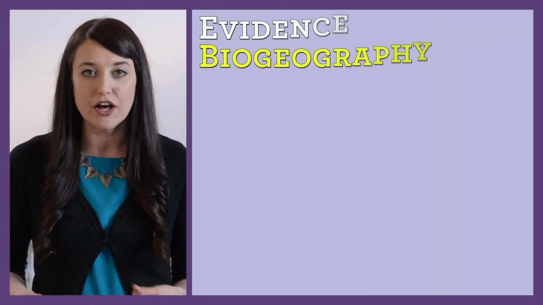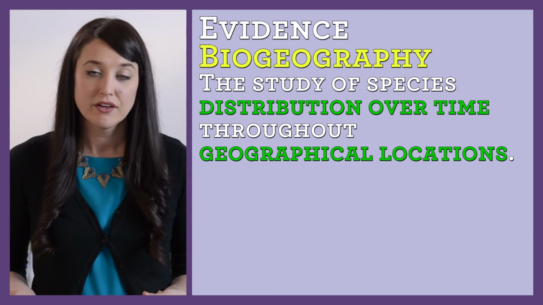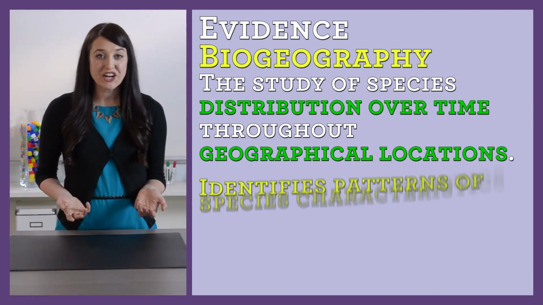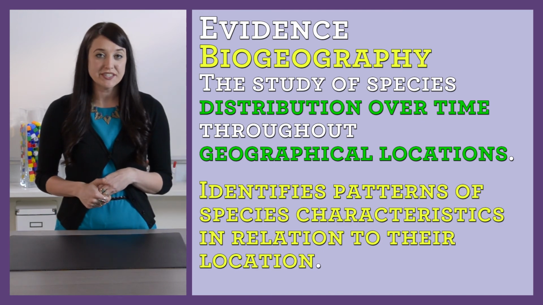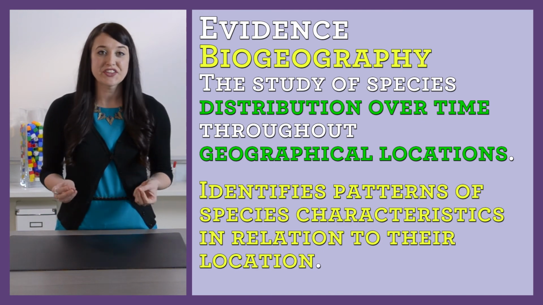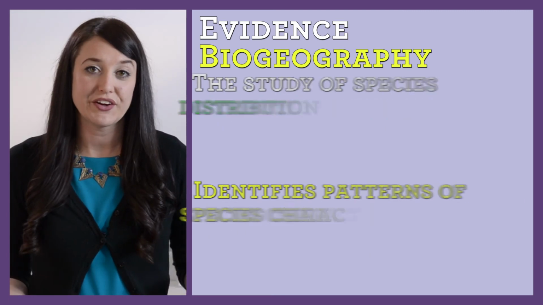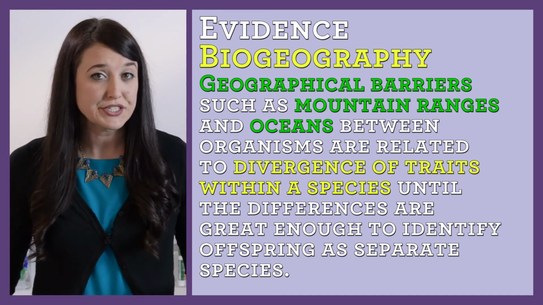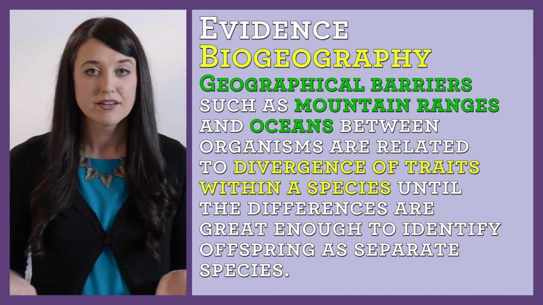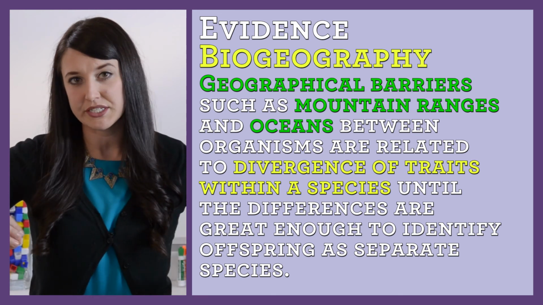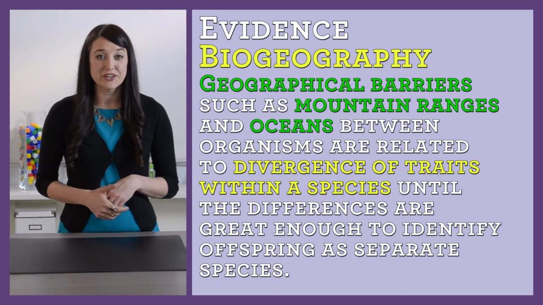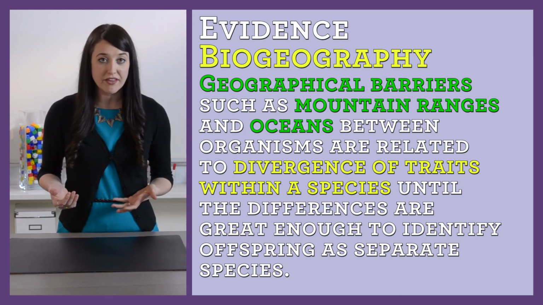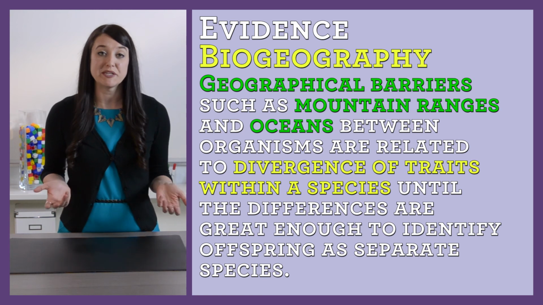Biogeography is the study of species distribution throughout geographical locations over time. Biogeography identifies patterns of species characteristics in relation to their location. Geographical barriers such as mountain ranges and oceans are related to the divergence of traits within species. Divergence means that they are becoming more different. Once the differences are great enough for the organisms to no longer have the ability to produce fertile offspring together, they are identified as separate species.